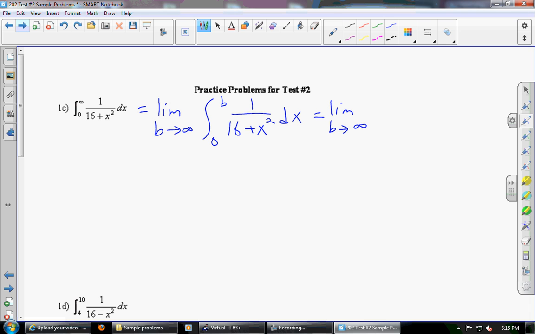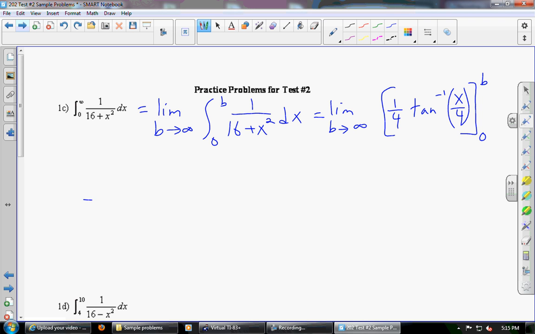This integral we've already done. It turned out that thing right there was equal to 1/4 inverse tan of x over 4. We did that on the previous page. This was part A of this problem. Okay, I'll put parentheses there, brackets around the whole thing. This is now being evaluated between 0 and b. You don't need the plus c stamp on this one because it's a definite integral.